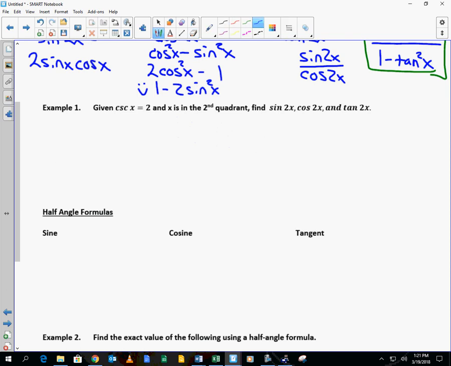So it says, given cosecant of x is 2, and that x is in the second quadrant, find sine of 2x, cosine of 2x, and tangent of 2x. Well, first what I'm going to do is write down sine of 2x. And I know, because of the formula that I have, that that's equal to 2 times the sine of x times the cosine of x.